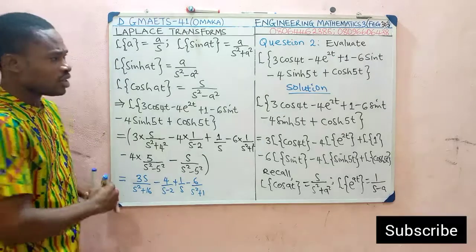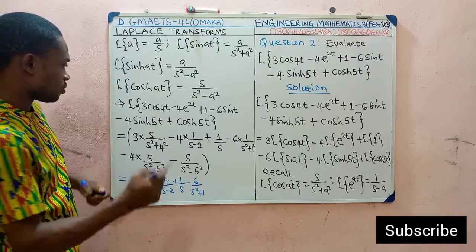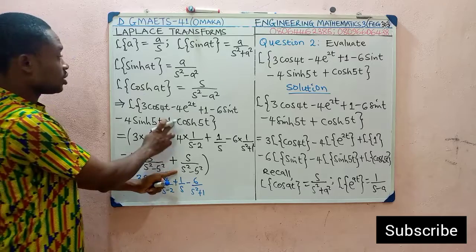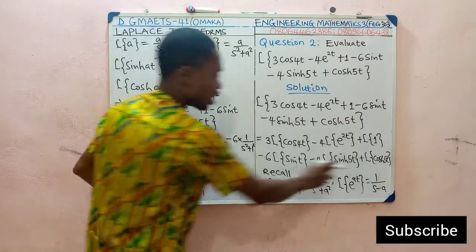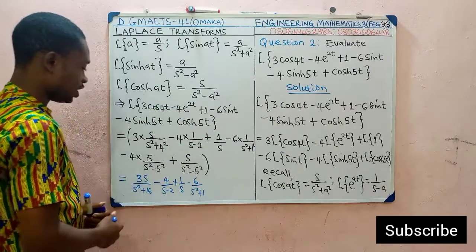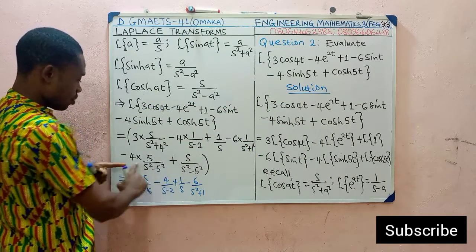Good, we are progressing. Then this is minus, please. I'm sorry, this term is plus, not minus, this last term. The last term is plus. Is that okay? The last term is plus. That plus cosh of 5t. Now, we are moving on to this term.